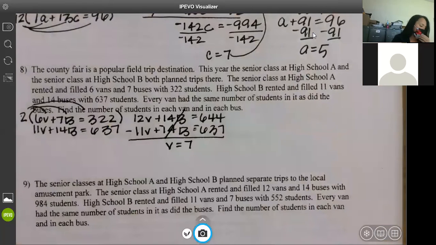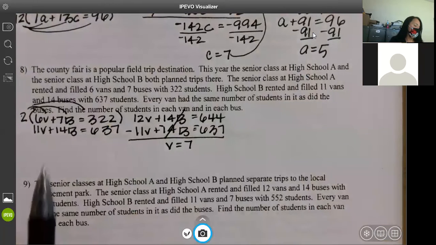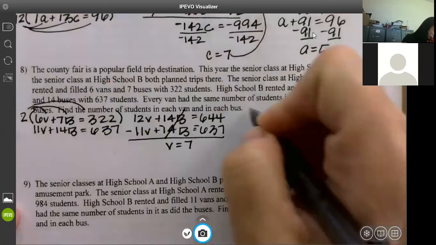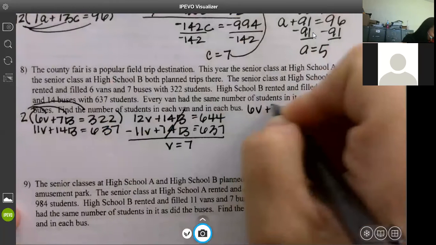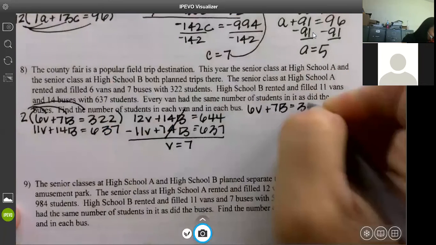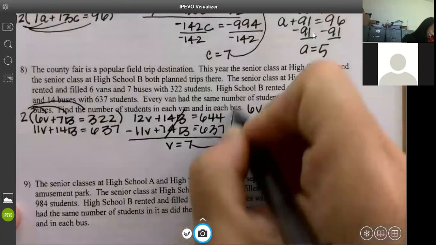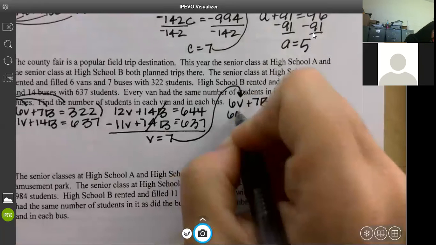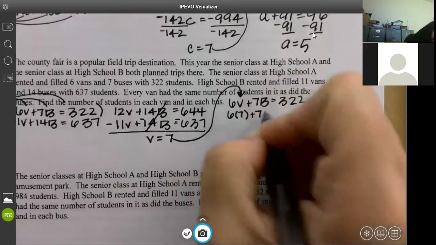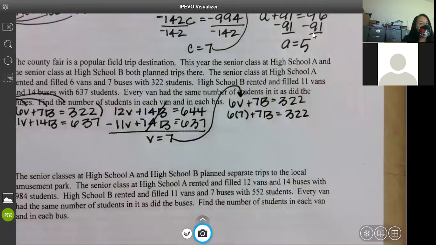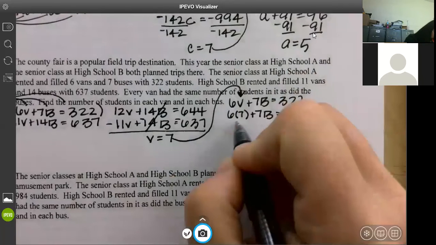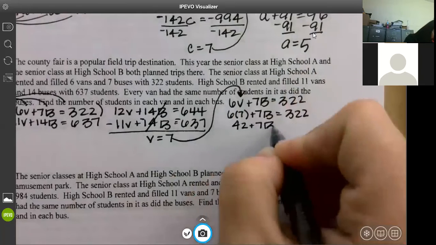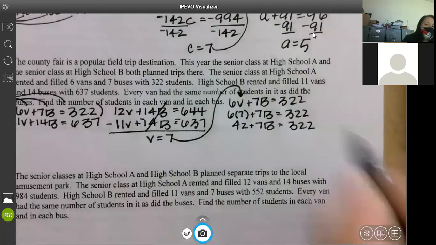7. Pick an equation from the first 2 that you wrote. Which one looks easier? The top one's got a little bit smaller numbers. So 6V plus 7B equals 322. And we got that V was 7. So 6 times 7 plus 7B equals 322. What is 6 times 7? 42 plus 7B equals 322.